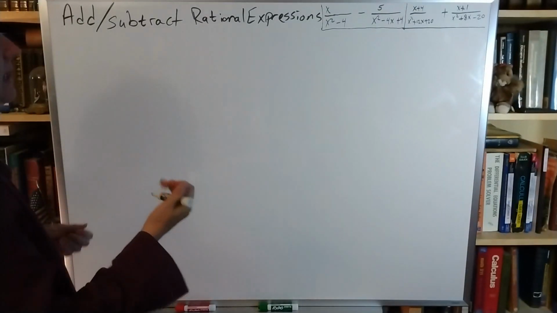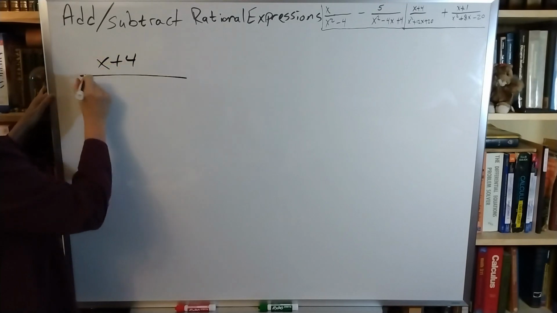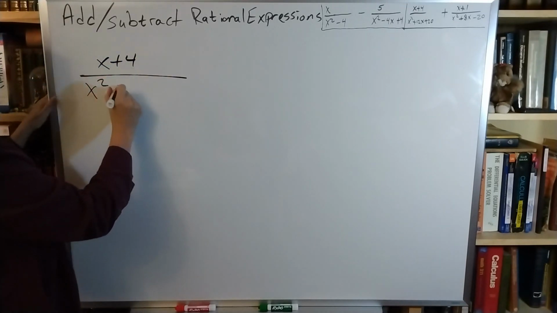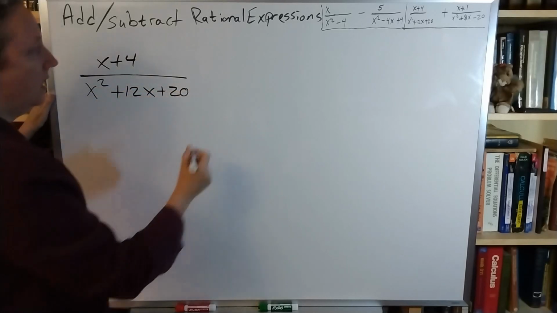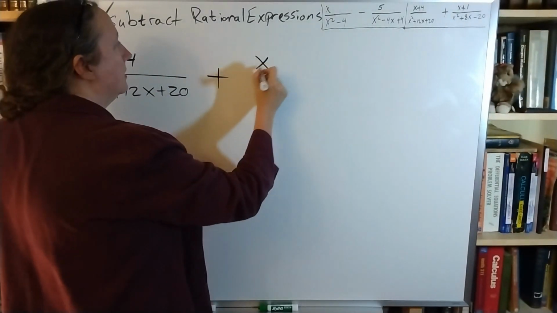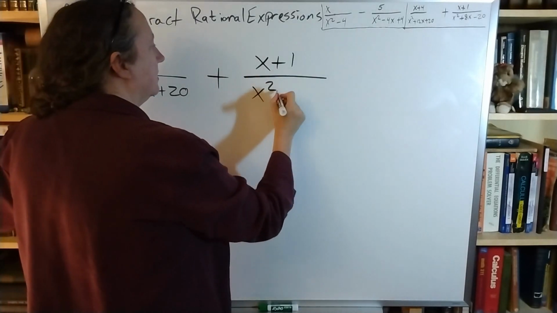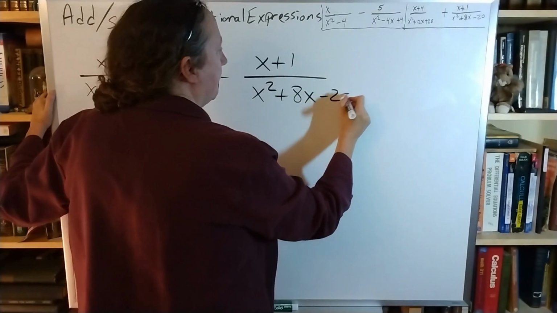Okay, last problem. x plus 4 over x squared plus 12x plus 20, plus x plus 1 over x squared plus 8x minus 20.